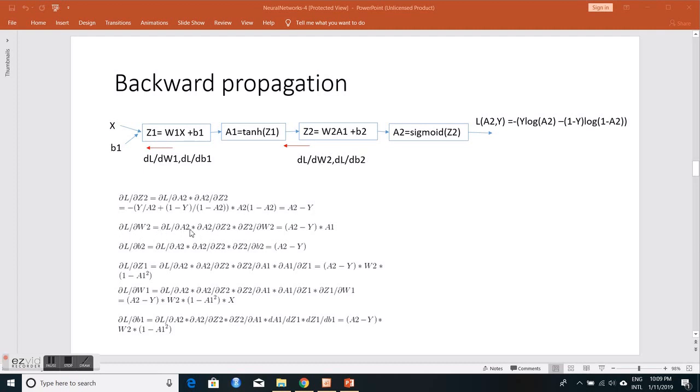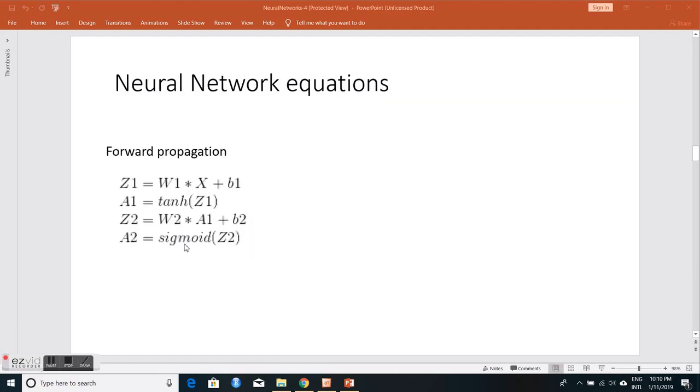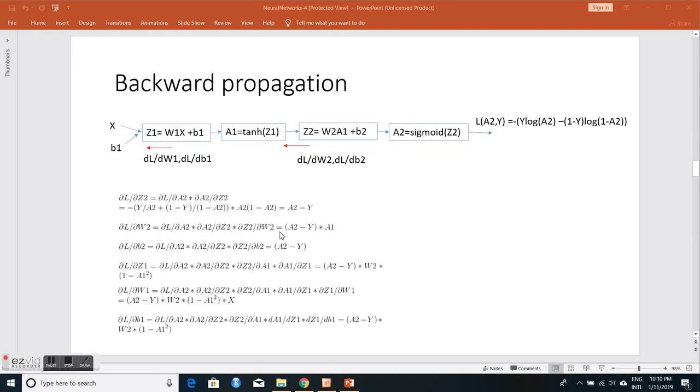Similarly, dL by dW2, again using the chain rule, is dL by dA2, dA2 by dZ2 and dZ2 divided by dW2. Now we have already computed this term above, so it is just A2 minus Y, times dZ2 by dW2, which will be A1, because Z2 is equal to W2 A1 plus B2. So that's what you get here. Similarly, dL by dB2 is again dL by dA2, dA2 by dZ2, and dZ2 by dB2. This we know is already A2 minus Y, and dZ2 by dB2 is actually 1. So it is just this.